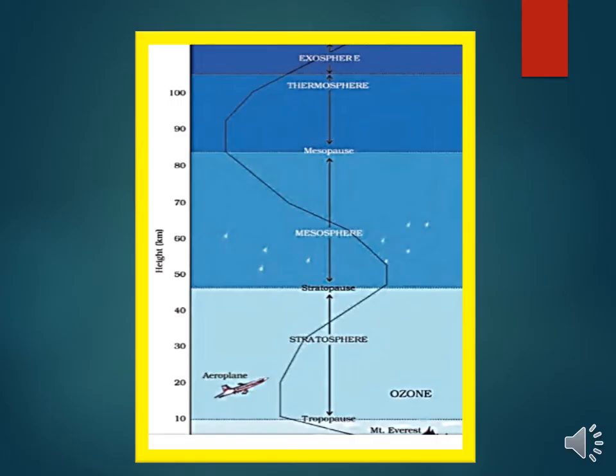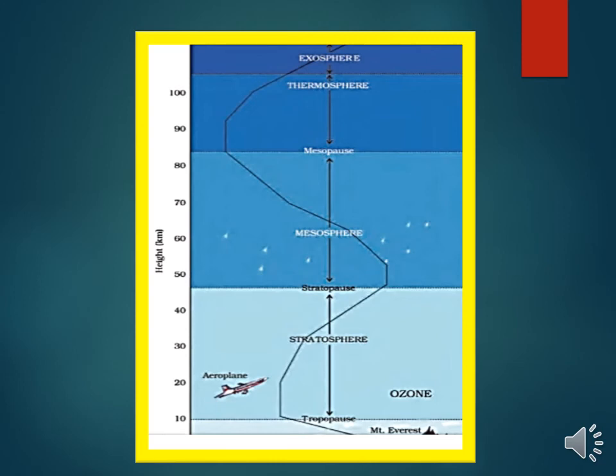So children, you can see the importance of each layer of the atmosphere, and without these layers, life would not have been possible on the earth. Let's recap. Troposphere. I told you it consists of the air we breathe, okay? And all the weather phenomena like rainfall, fog, hailstorms occur in this layer.